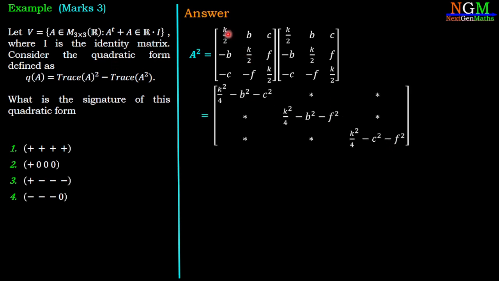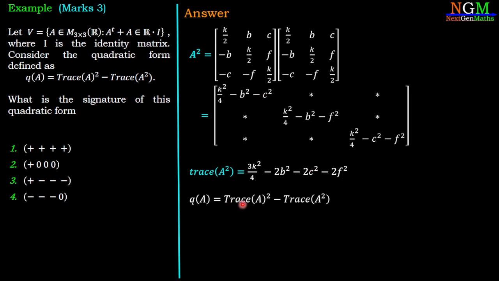The first diagonal value is the multiplication of first row and first column, which gives K square by 4 minus b square minus c square. The second diagonal value is the multiplication of second row and second column, which gives K square by 4 minus b square minus f square. And the third diagonal value is the multiplication of third row and third column, which gives K square by 4 minus c square minus f square. Trace of A square is the sum of diagonal values of A square, so we have 3K square by 4 minus 2b square minus 2c square minus 2f square.